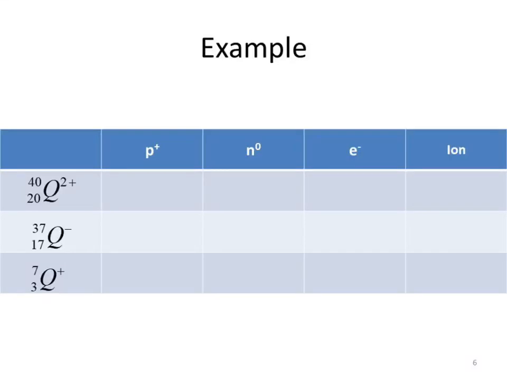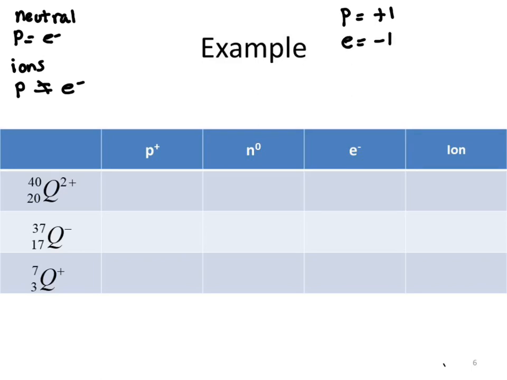Okay, so when we talk about neutral elements, for neutral, our protons are equal to our electrons. For ions, our protons are not equal to our electrons, okay? So remember, protons are +1. Electrons are -1. So when I have an ion charge, I have a difference between my protons and my electrons.